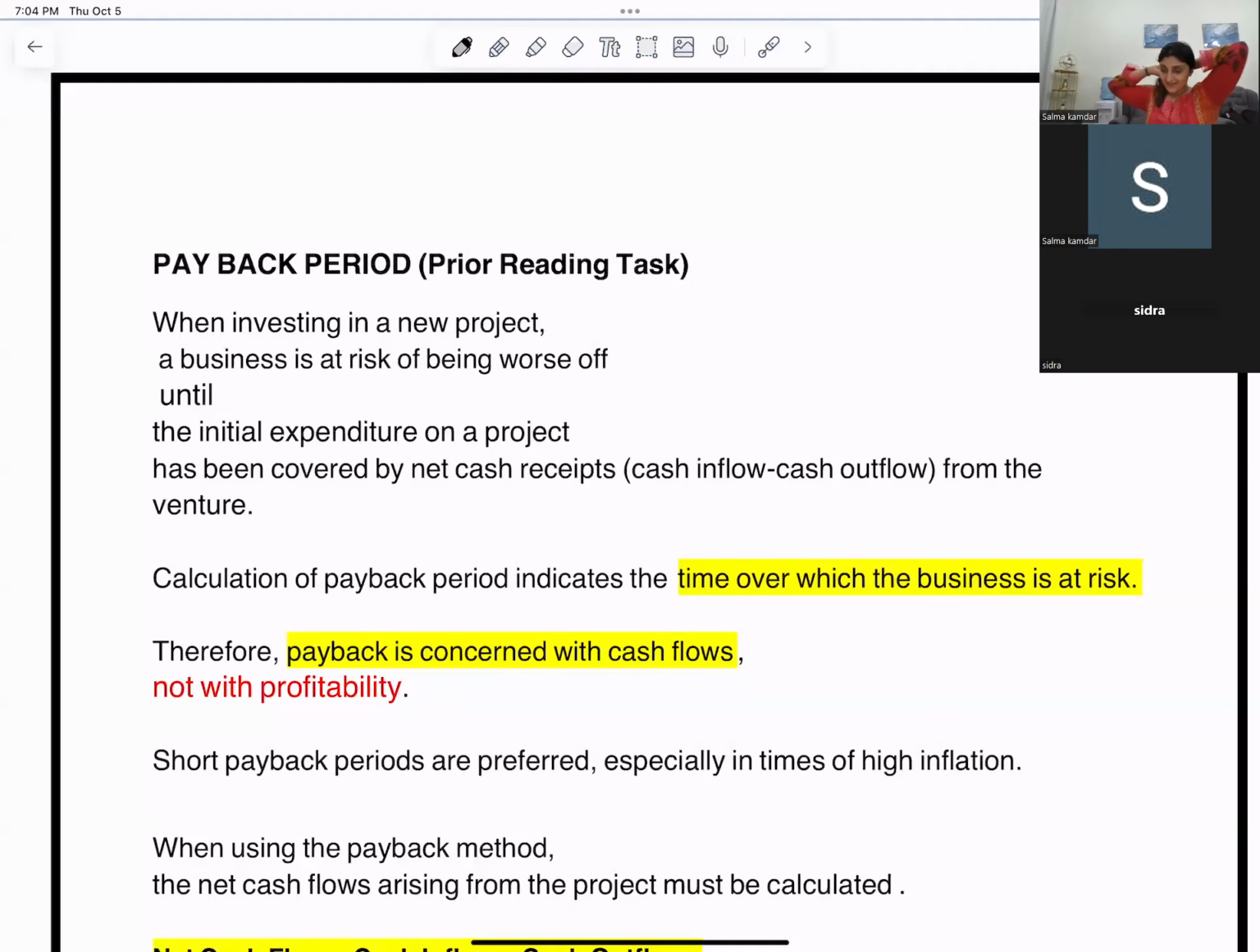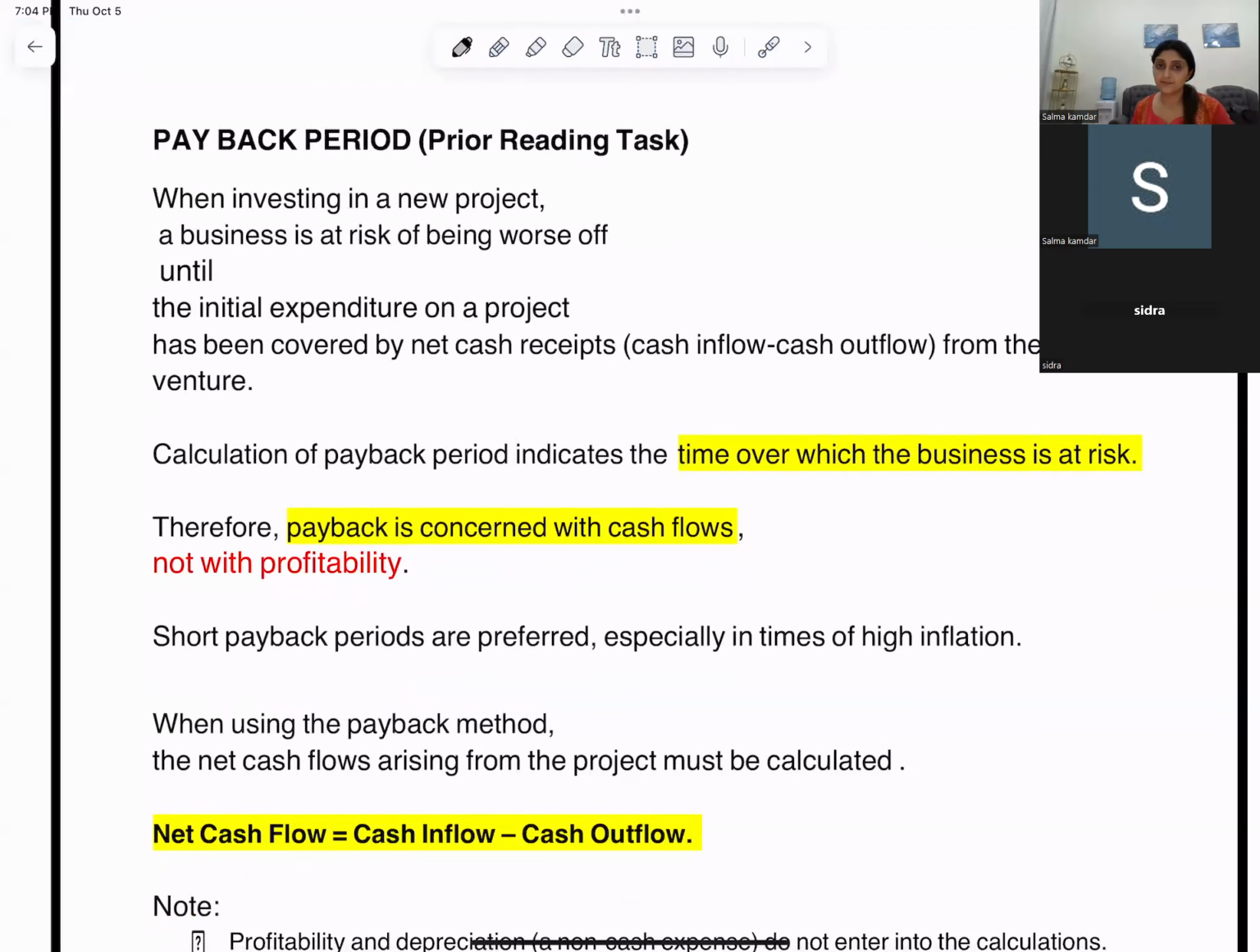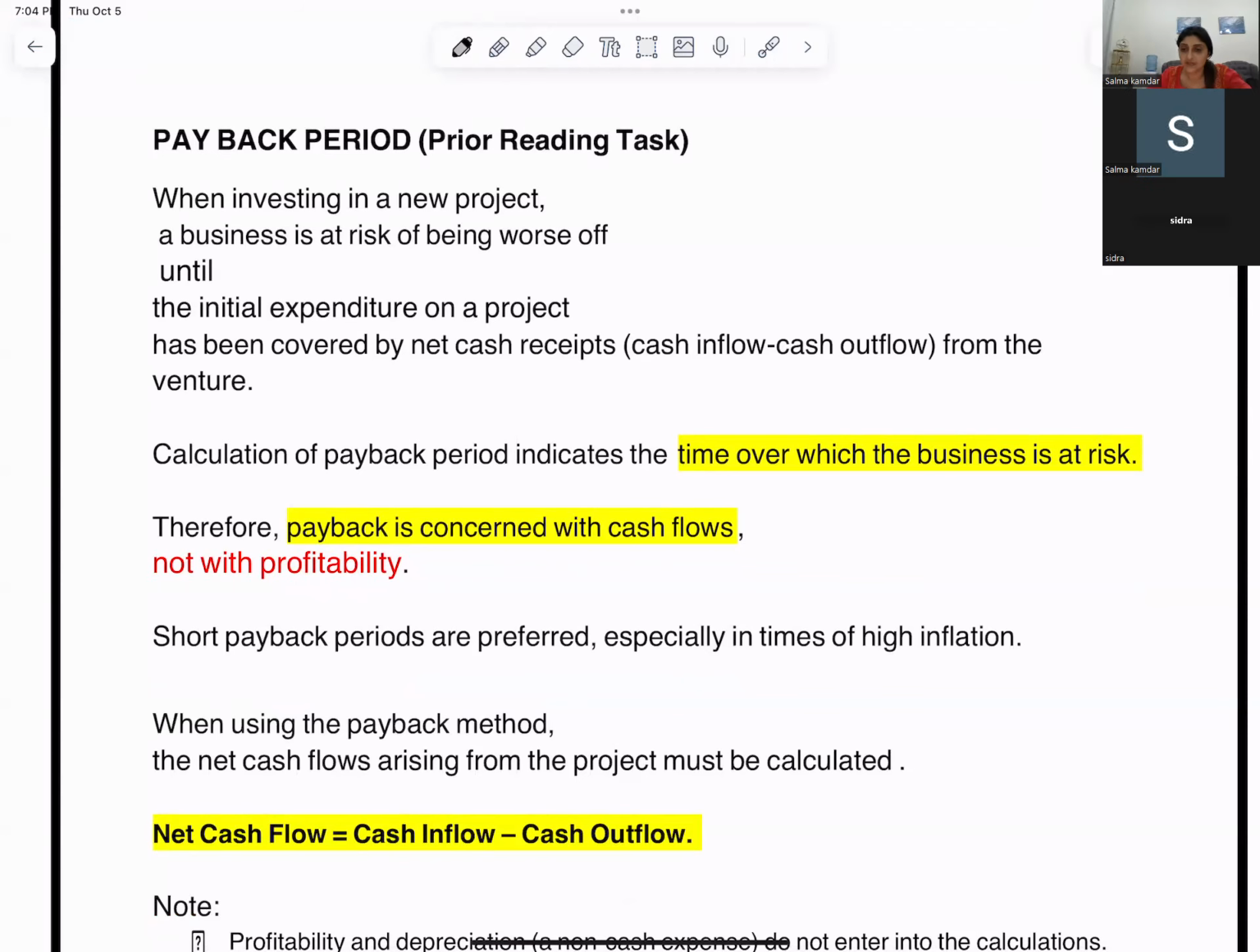Okay. So can you tell me what is investment appraisal? Yeah, so investment appraisal is basically to check if it's worthwhile to invest your funds into a particular project. And to do this, there are some techniques which are called what?